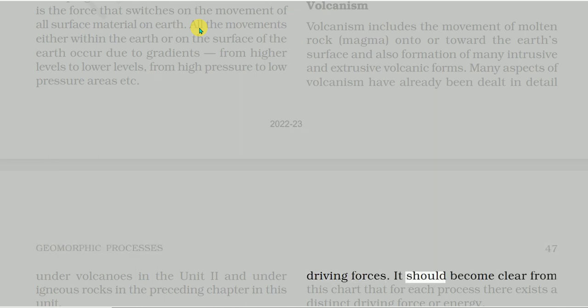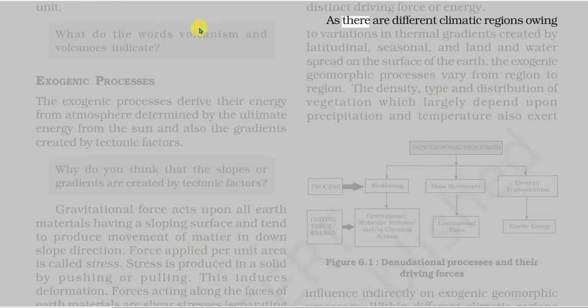It should become clear from this chart that for each process there exists a distinct driving force or energy. As there are different climatic regions owing to variations in thermal gradients created by latitudinal, seasonal, and land and water spread on the surface of the Earth, the exogenic geomorphic processes vary from region to region. The density, type and distribution of vegetation, which largely depend upon precipitation and temperature, also exert influence.